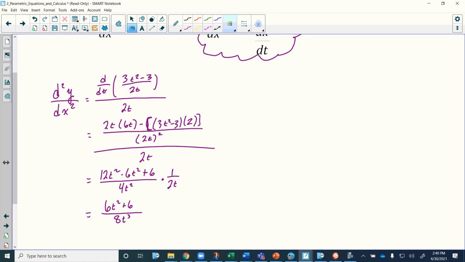And depending on what you're doing, we could stop there. That is perfectly fine for a free response answer, but we may need to simplify it for maybe a multiple choice answer. I can simplify that with a common factor of 2 in the top and the bottom. Factor out a 2 in the top and the bottom, that would give me 3t squared plus 3 over 4t cubed. So here is the second derivative of the parametric function that we started off with.